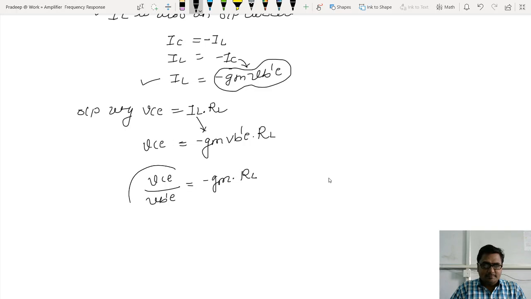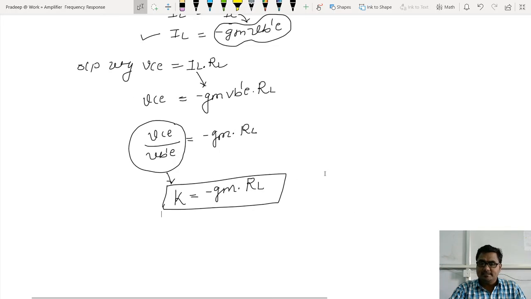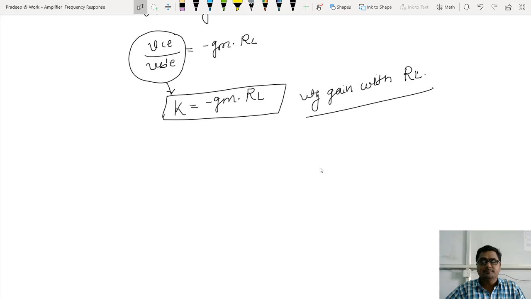What is this Vce divided by Vb'e? This indicates the voltage gain K. So I must write K is equal to minus gm multiplied by load resistor RL. Yes, this is the final conclusion. Minus gm multiplied by RL is the voltage gain. Voltage gain with load resistor RL.